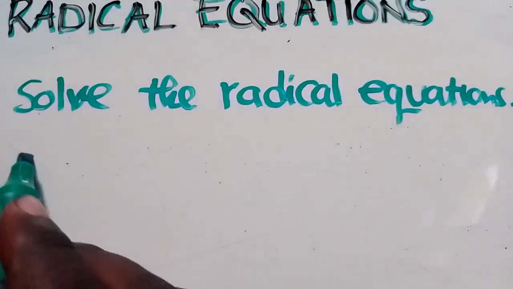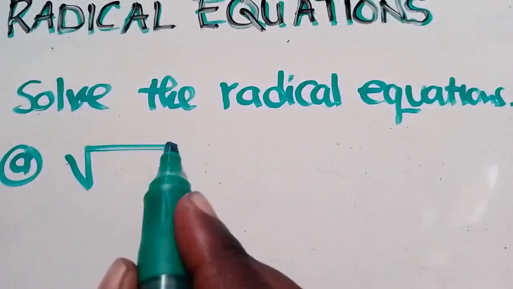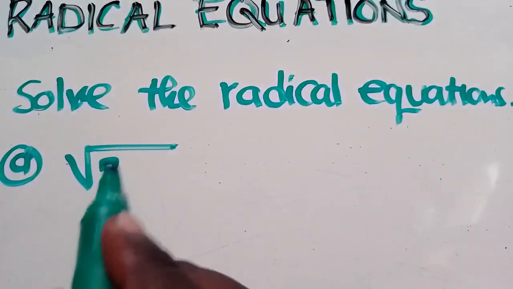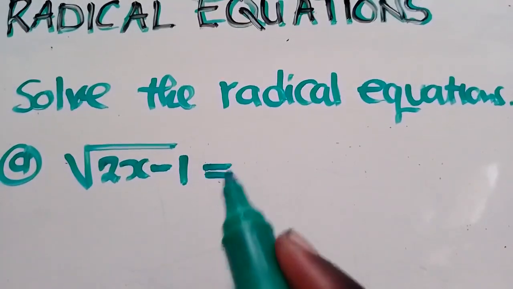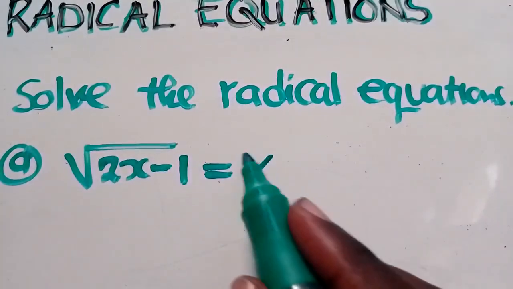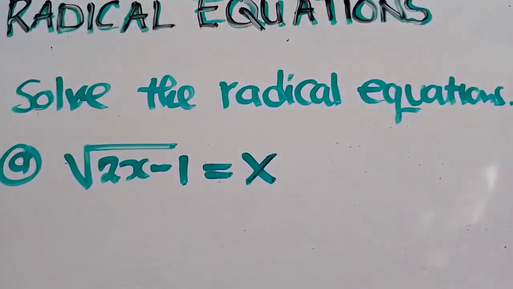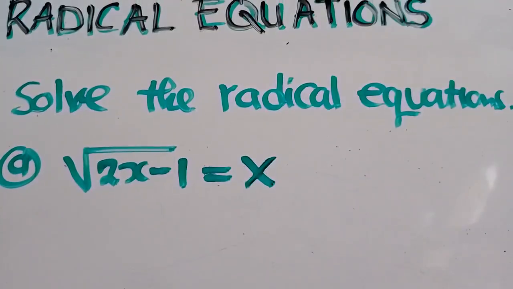So the first one that I want us to start with is this one, where we are given the square root of 2x minus 1 is equal to x. You are given this equation to solve. How can you solve such an equation? What are some of the things that you need to put into consideration? What are some of the steps you need to do? I've just showed you some steps that you need to follow.